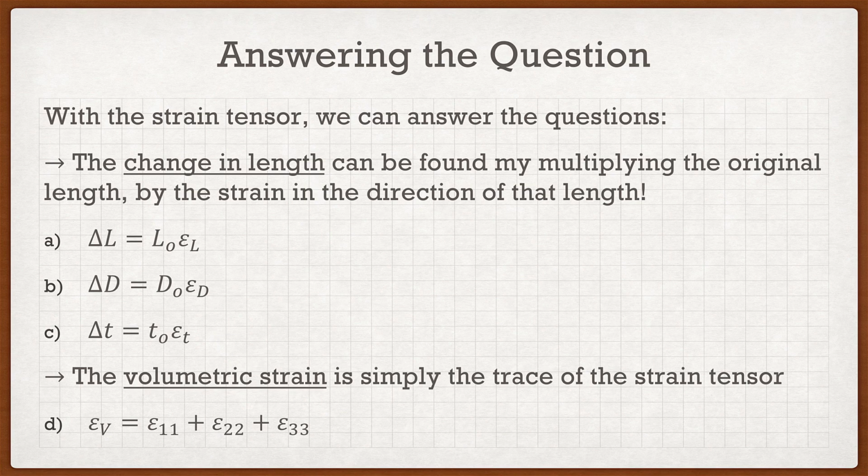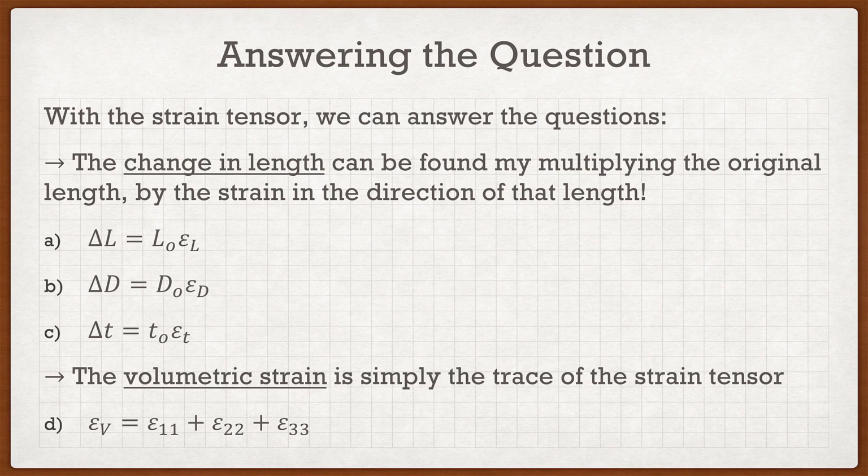So with the strain tensor, we can answer the question by saying, okay, well, the change in length can be found by multiplying the original length by the strain in the direction of that length. So if I'm looking at the length of the pipe, well, the change in length of the pipe is simply going to be the original length of the pipe multiplied by the strain in the direction of the length of the pipe. Well, similarly can be found for the diameter, where the change in diameter is simply going to be the original diameter multiplied by the strain in that direction. And of course, the change in the thickness is also going to be the original thickness multiplied by the strain in that direction. So that's going to be a piece of cake because we have those strains.